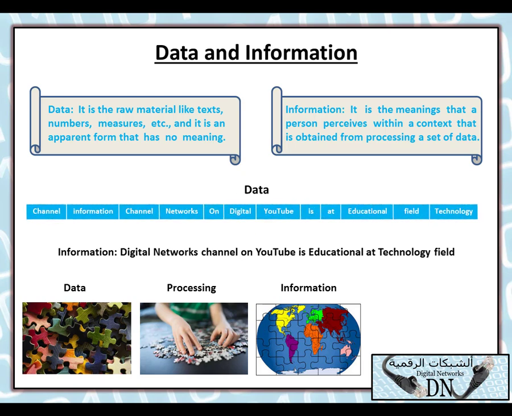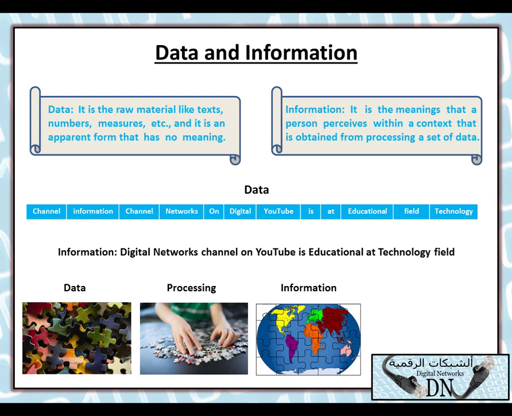An example of data: channel, information, channel, networks, on, digital, YouTube, is, at, adjectional, field, technology. Here we see 12 words and letters that are apparent but have no meaning. If this data is processed and collected, we obtain the information that has meaning and within context. Digital networks channel on YouTube is adjectional at technology field.